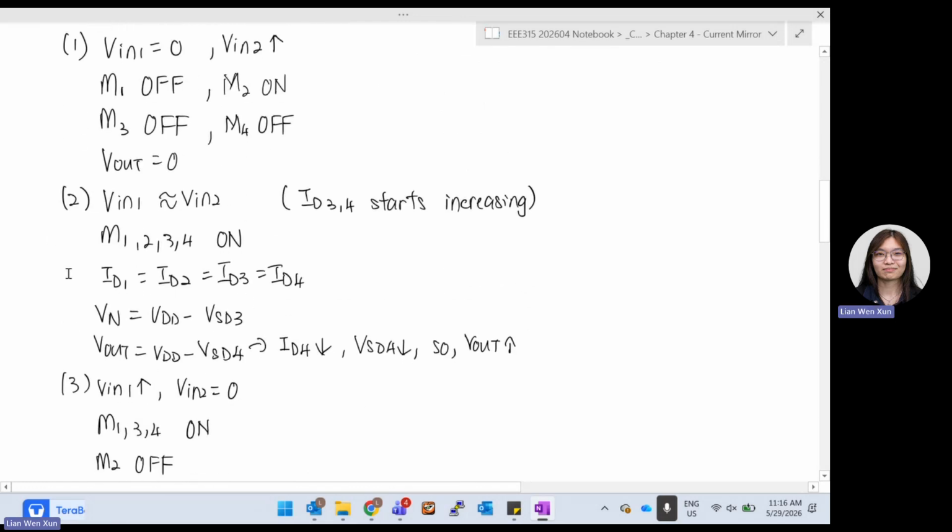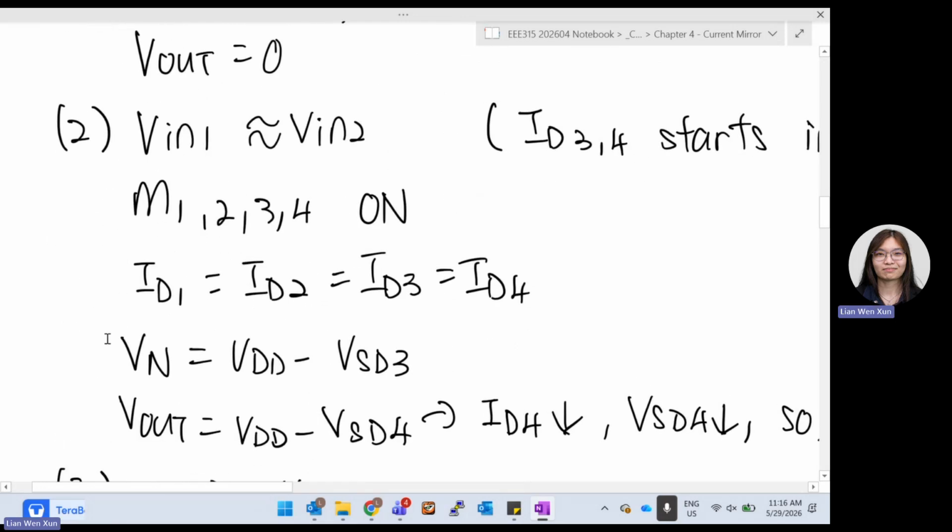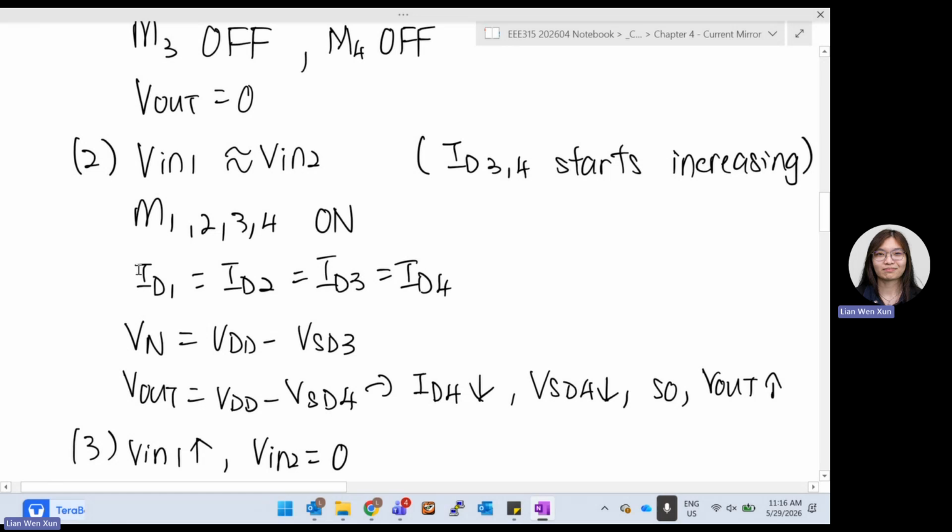We also say that the important one is Vin 1 turning on, so it will generate ID1. This ID1 will become your ID3 because that's the reference current. This reference current will flow into your ID4. ID4 is copied by ID3, but ID4 and ID2 are in series, so now ID2 will be the same as ID4. So all 4 IDs are the same now.